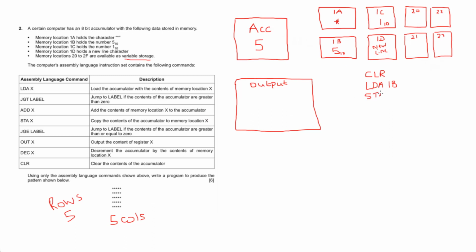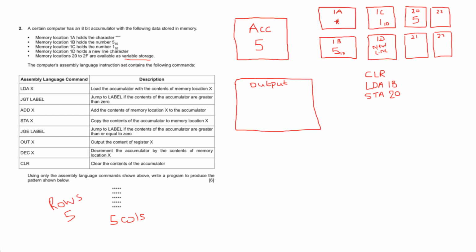STA, I want it to go into box 20. So load the 5 in 20. So I write this in here. That's what will happen. Now 5 stays on that accumulator. It doesn't go anywhere. It copies the content. So that's what it's done.